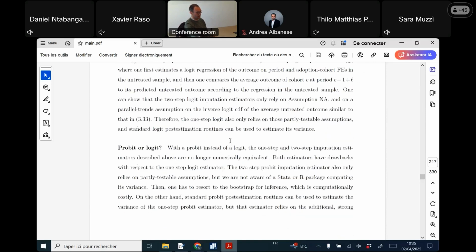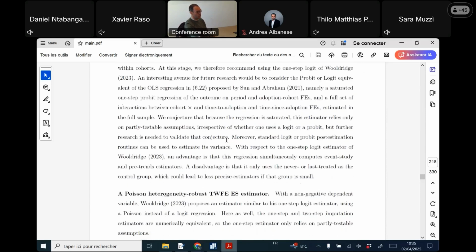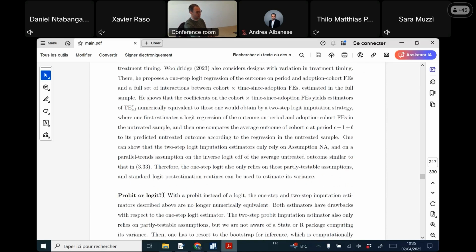And here I should say actually that I said probit, but I should have said logit, because in this case there is actually an advantage to using the logit regression instead of the probit one.